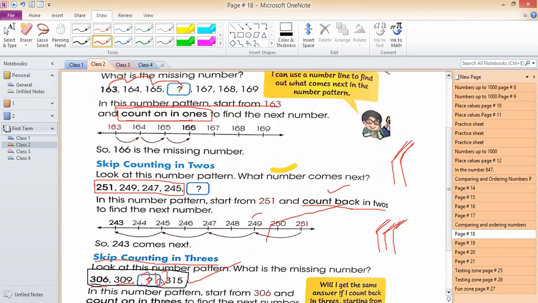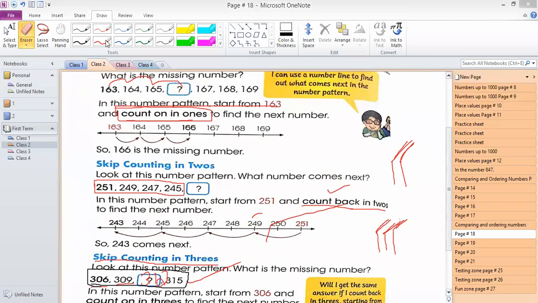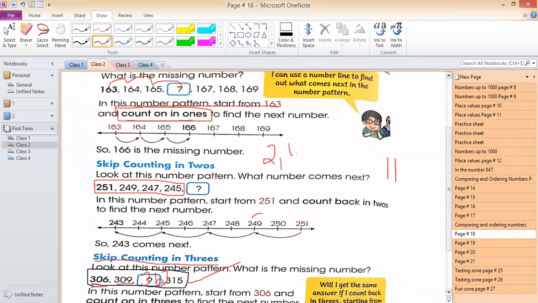Then we studied skip counting in twos. Skip counting in twos, guys. What is skip counting in twos? In skip counting in twos, you will skip two numbers. I told you two methods for skip counting in twos. You can use your two fingers, or you can draw two lines. I am using two lines here. Let's suppose 2, 4, and 6. What will come next? This is the easy example.